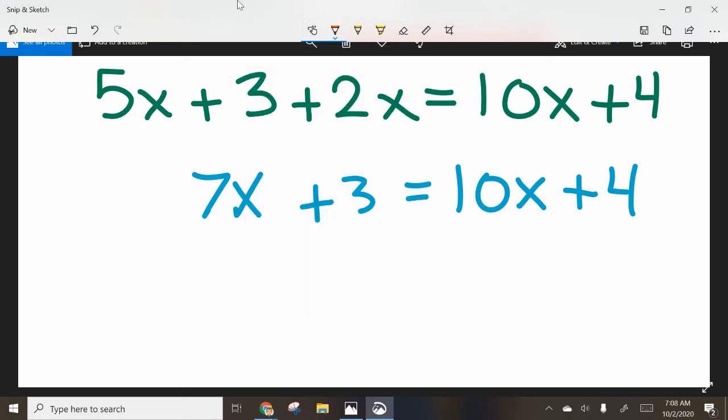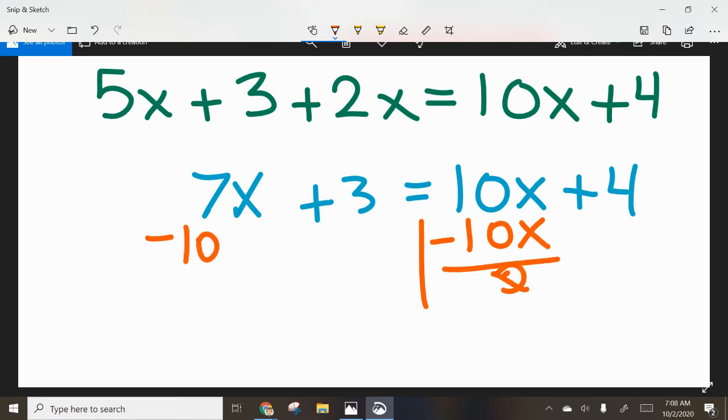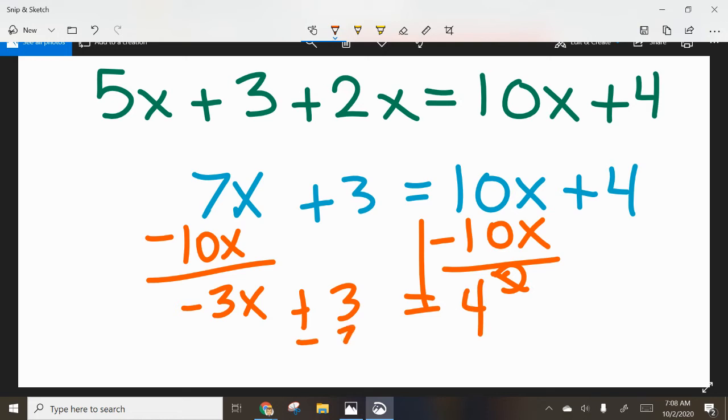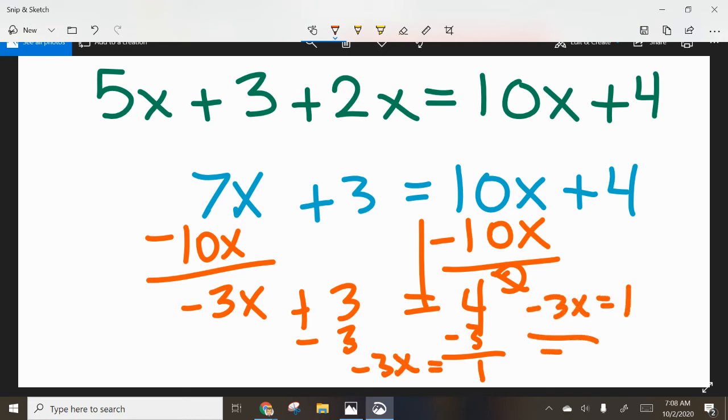Let's keep it going. And then now from here, letters to the left, I'm going to move 10x over, cancel that out. All right, then I'm going to add 3. Hold on, I'm going to subtract 3. It gets 1. So then I have negative 3x equals 1. I'm going to put my work over here. I know it's all the same color, but deal with it. X equals negative 1/3.